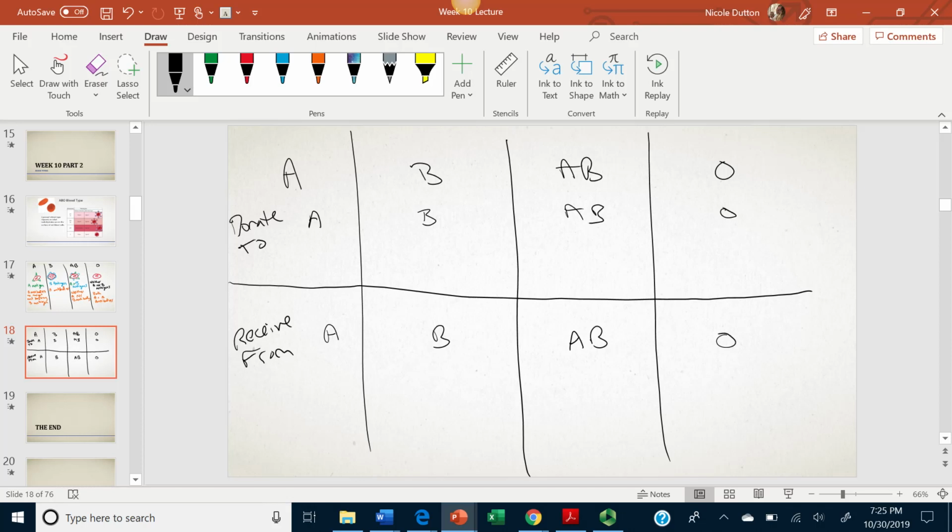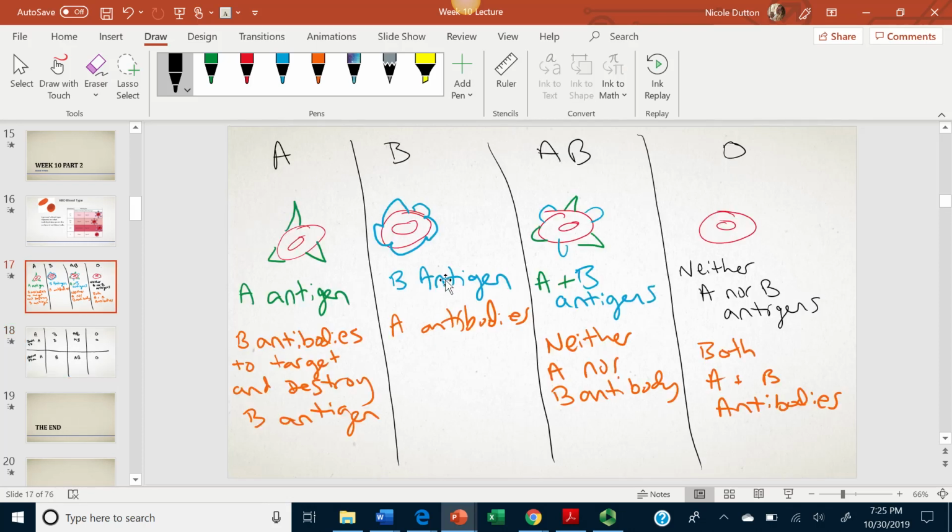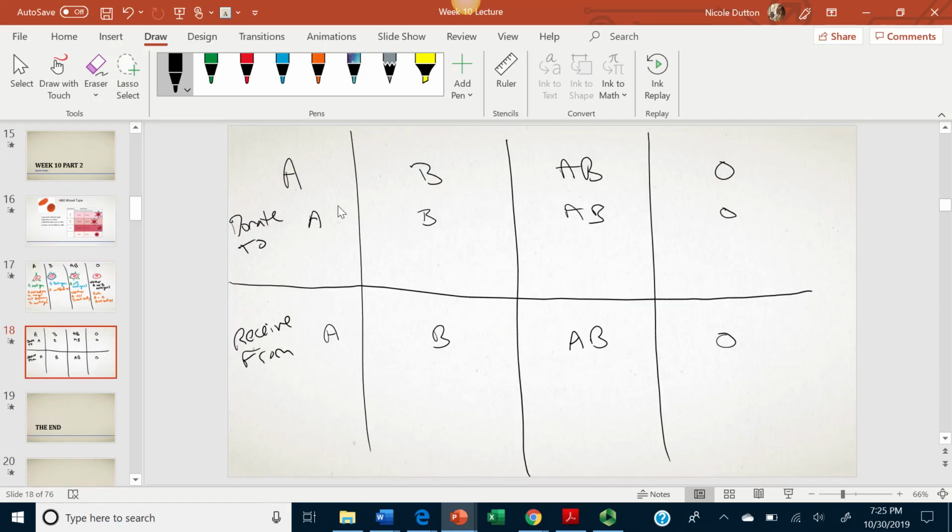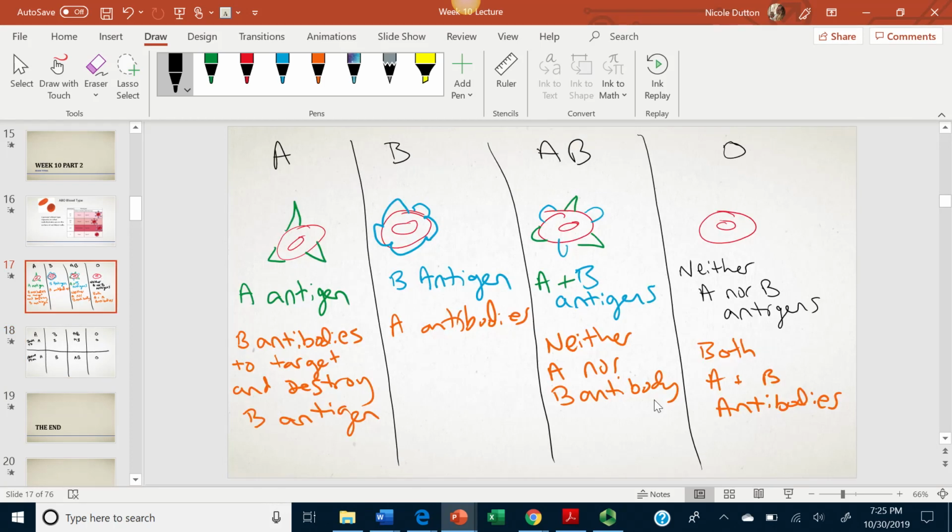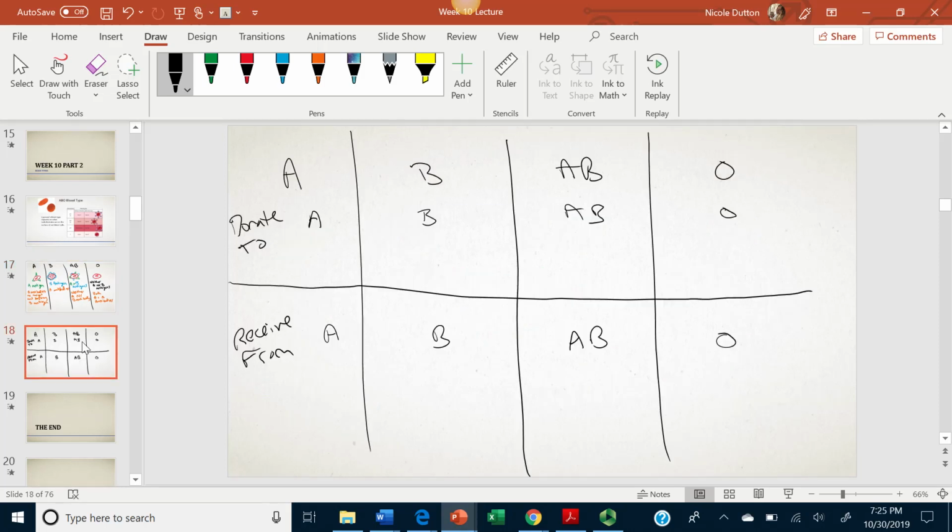Blood type A, so who else can they donate to? A cannot give to B, because if we look at this chart, B hates A. B has A antibodies that are ready to kill the A antigen or attack the A antigen. Can A donate to AB? Well, AB doesn't produce antibodies against the A nor the B. So yes, it can safely donate to AB.